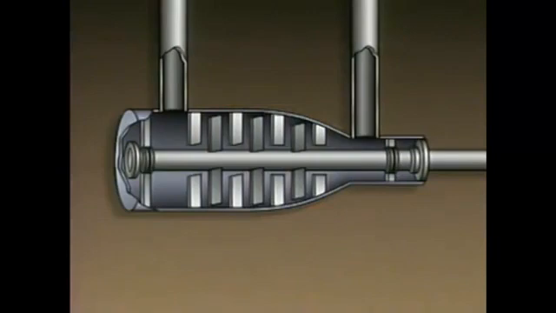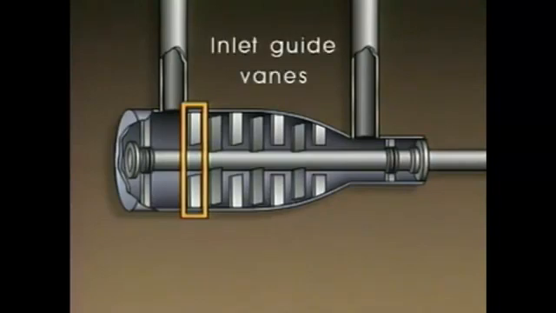In this compressor, there is also a set of blades near the suction line that pivot. These blades are referred to as the inlet guide vanes. The inlet guide vanes control the flow of gas into the compressor. Closing the inlet guide vanes decreases the flow of gas into the compressor. Opening the inlet guide vanes increases the flow of gas.